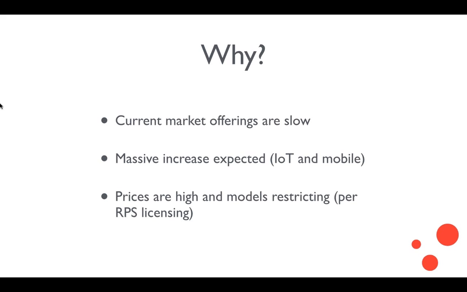Some of the models they're using are also a bit restricting. You can have per-RPS licensing, where you buy a license for maybe up to 1,000 or 1,500 API calls per second, and then you're limited by that. That means you can't really let your API flourish the way you want it to, because the model restricts you to staying below your allowed threshold.